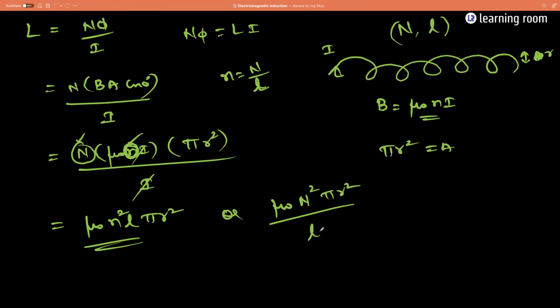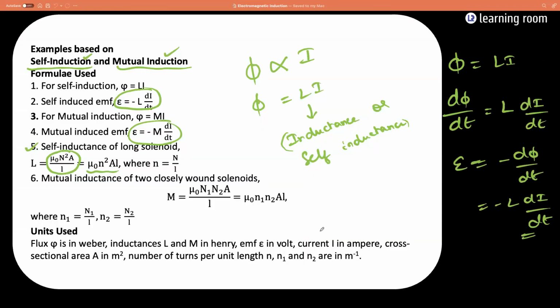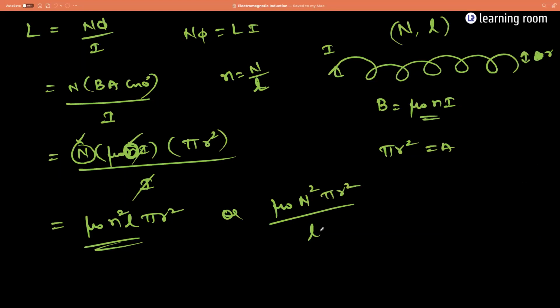Now revisit that page and observe. Are they both the same? Only difference is, instead of pi r square, they wrote it as area. Are you guys able to understand this? It's only a three-step derivation. Clear with this or not? Yes, sir.